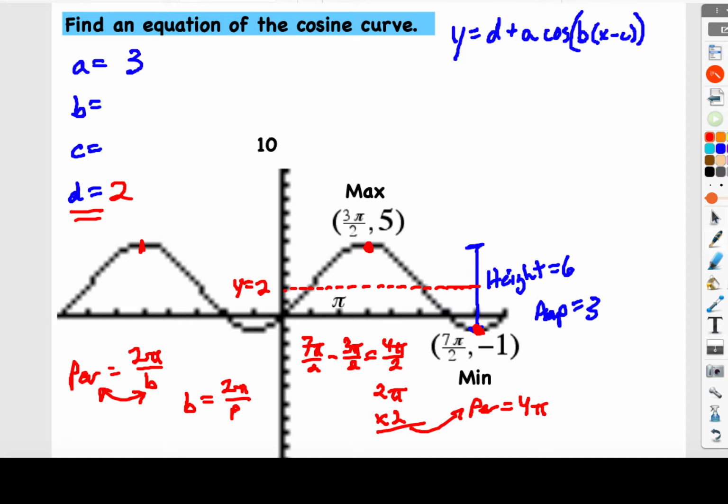Well, again, b value equals 2 pi divided by the period, or 4 pi. So we want a b value of 1/2 right now. After that, we just need to decide where we want to start from. Remember, c is the phase shift.